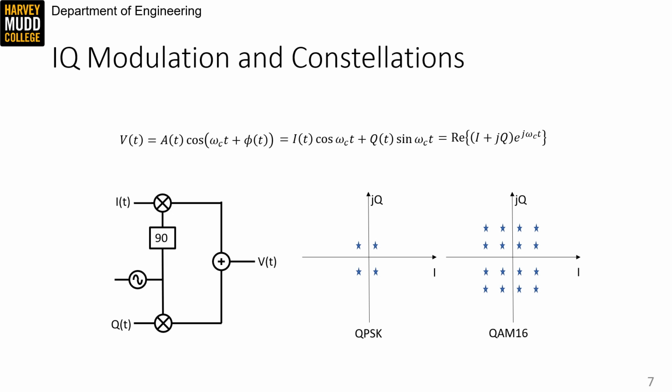We can take this further and make an analytical representation of I and Q, which looks like a complex coefficient that gets multiplied by a complex exponential. This is a useful representation because it's easy to imagine how to build an IQ modulator, and I've shown how to on the lower left of this slide.